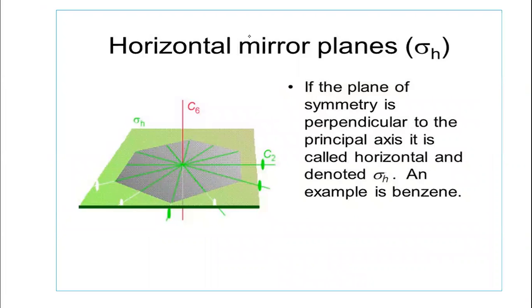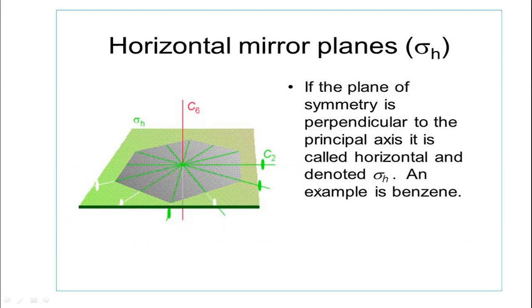So you can see here the horizontal plane of symmetry in this molecule. This is the horizontal plane. You can see that the plane is passing through the molecule and is perpendicular to this principal axis. In this, the principal axis is C6, which means theta equals 60 degrees. So if the plane of symmetry is perpendicular to the principal axis, it is called horizontal and denoted by sigma h. Example, it is benzene.